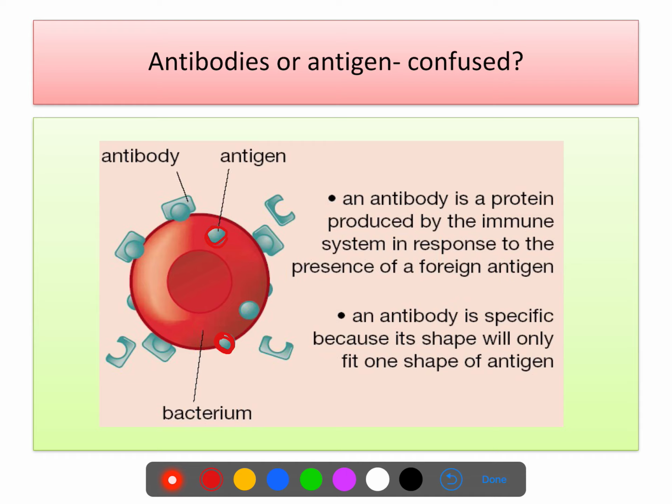The antigen is what is presented on the surface of the pathogen. That's why we can recognise it's foreign, it's not meant to be there, and the antibodies will bind to specific antigens. They've got to be the correct shape. So just make sure you know the difference between the antigens and the antibodies. Antigens are the foreign ones, the ones that our body doesn't recognise.